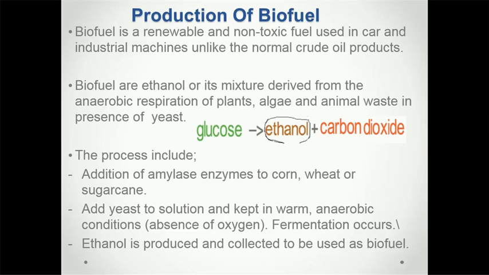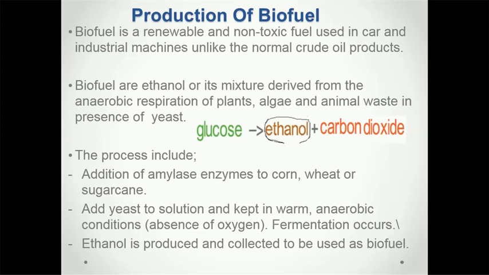Now the process includes number 1, addition of amylase enzyme to corn, wheat, or sugarcane or any other source of carbohydrate in order to convert the starch in them to glucose. The next stage is to add yeast to the solution and then keep them in warm and anaerobic condition. Anaerobic condition means there is absence of oxygen, and in this process fermentation will take place. Now at the end of the fermentation process, ethanol is produced and collected to be used as biofuel. So the biofuel itself is ethanol.